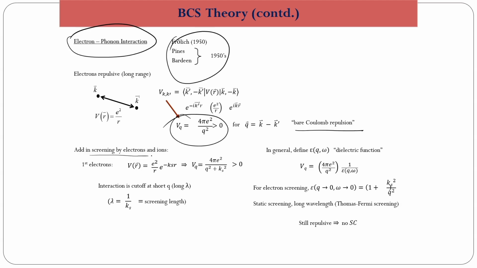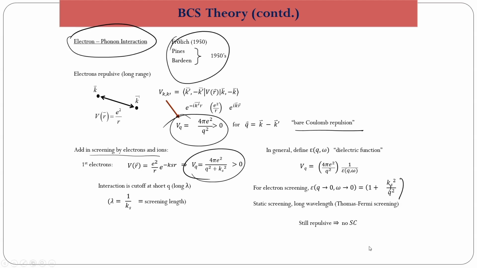But if you add screening of the electrons due to ions, we will show you a picture of that, you get some V(q), which in momentum space is like 4 pi e square by q square plus k_s square, where lambda is 1 over k_s and q is the running total momentum of the two electrons. This is kind of important in the initial discussion.